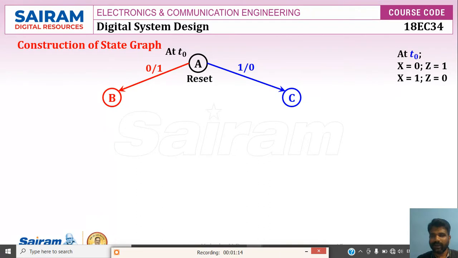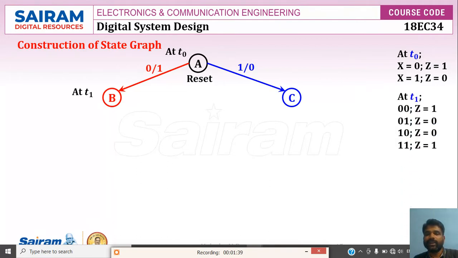So next, at T1. That means we are in state B and C. In B we received 0, and in C we received 1. Okay? Here remember, LSB is first. Next at T1, if the received sequence is 0 0, output is 1. If it is 0 1, output is 0. If it is 1 0, output is 0, and if 1 1, output is 1.